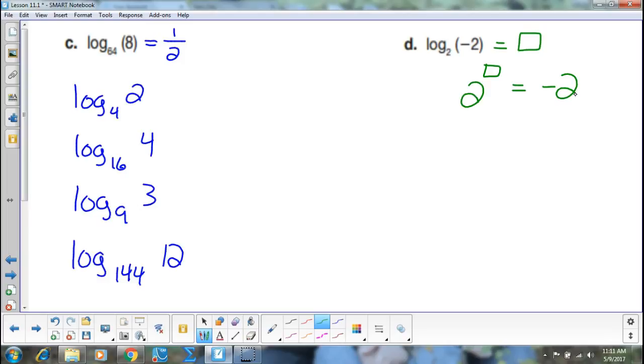Put your calculators away. You don't need them. Use your brain.